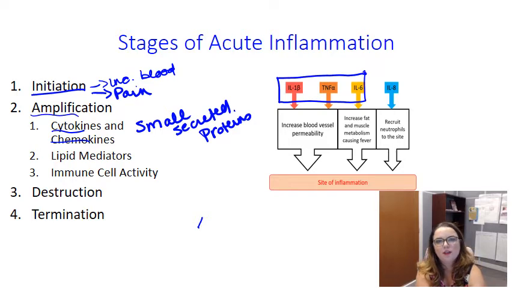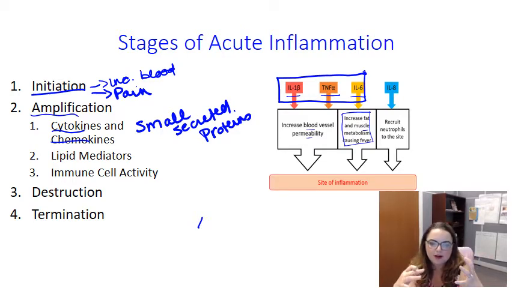This is what I call the inflammatory triad: IL-1 beta, TNF-alpha, and IL-6. And they basically set up the inflammatory events that we just talked about. Increased blood vessel permeability, increased fat and muscle metabolism, which causes fever. They kind of set all of this up.